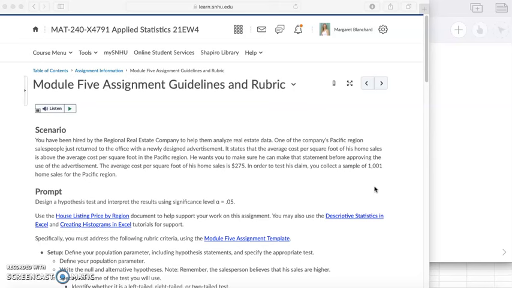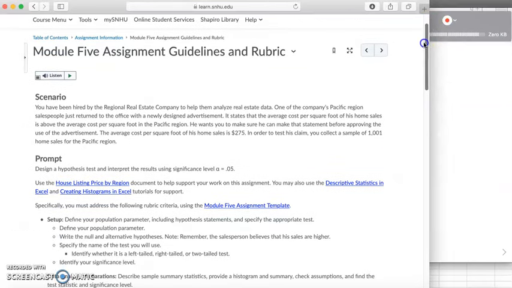So remember what we're looking at. We're not just looking at the numbers. We're not just looking at p-values and alphas. We're trying to decide if he can use that advertisement. That's the business aspect of this. So let's go down to the prompt.